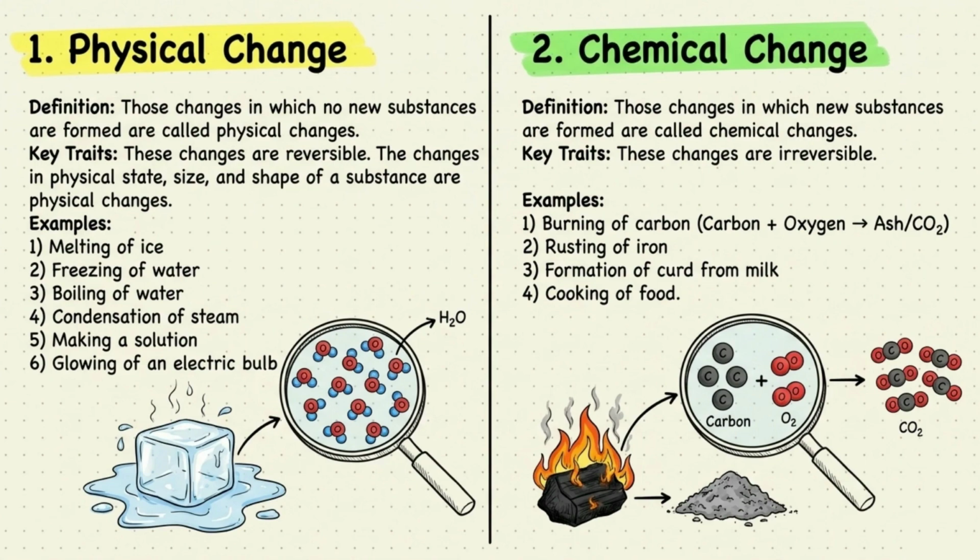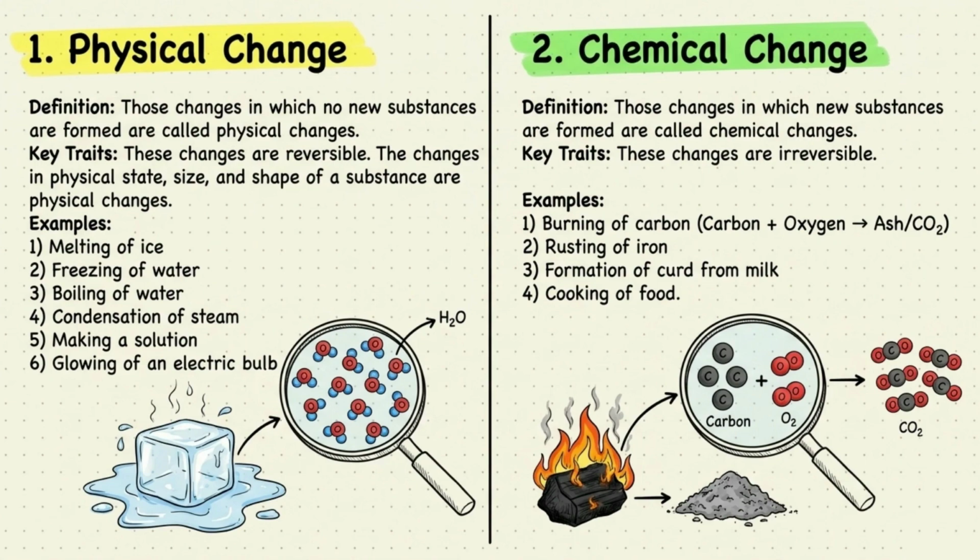And because it's reversible, number 2 is the freezing of water, which is just the reverse of that. Exactly. Number 3 is the boiling of water, turning it to steam. Number 4 is the condensation of that steam, where the gas cools and turns back into a liquid. Number 5 is making a solution, like dissolving sugar in a glass of water. You can evaporate the water and get the solid sugar right back. Good point. And finally, number 6, the glowing of an electric bulb. When you flip the switch on, it glows. When you turn it off, the filament inside is completely unchanged.